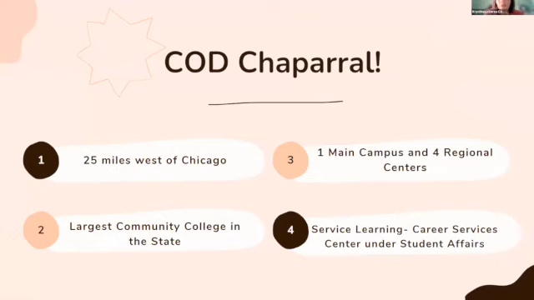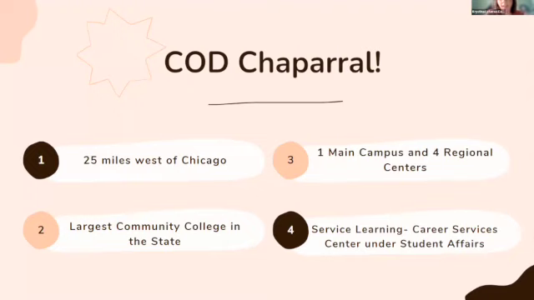A little bit about College of DuPage. We are the Chaparrals. If you don't know what that is, it's a roadrunner. The history goes back to when they had all these different sites that people were literally having to run about campus to. We still have satellite campuses, but our main campus is in Glen Ellyn, 25 miles west of Chicago. We are the largest community college in the state, and we have the second largest population of students next to U of I Champaign.